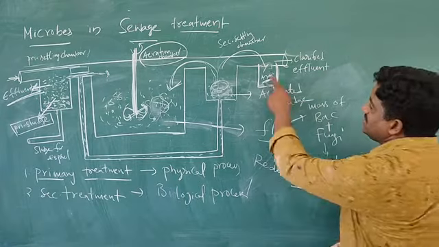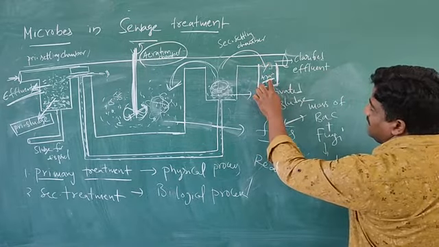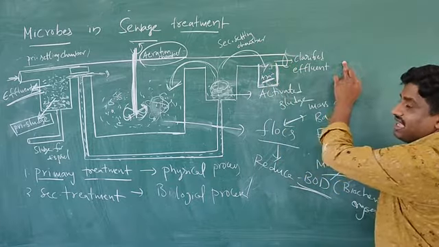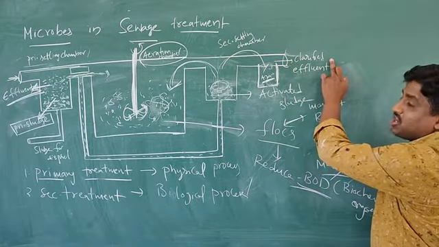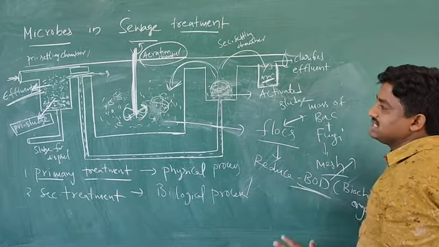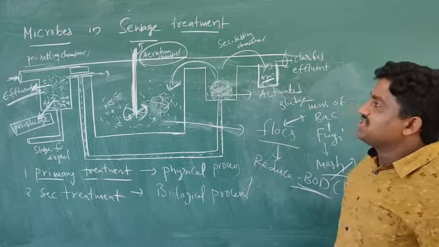Whenever it is sludge, after digestion, the effluents that are present are then released into natural water bodies such as rivers and ponds. Okay, that's it. So this is the sewage treatment plant.